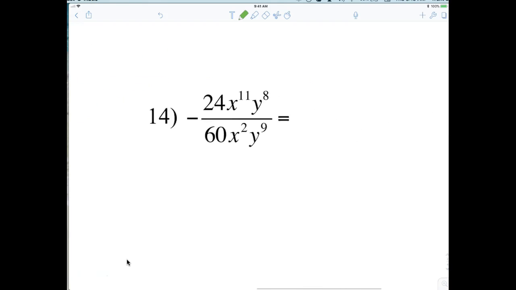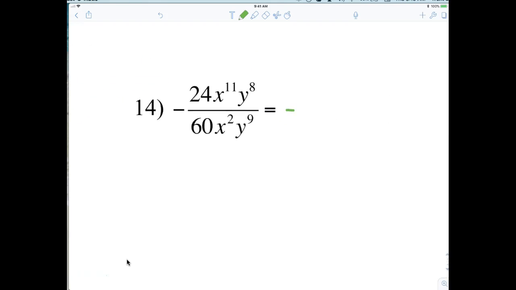All right, here we go. 14. There's a negative out in front, so be careful. Reduce by 12, so we end up being 2 over 5. I think it's important to reduce the numbers first. Reduce the numbers first. All right, then look at the variables. So I end up with what? 2x. There's a y. Let's get in the denominator.